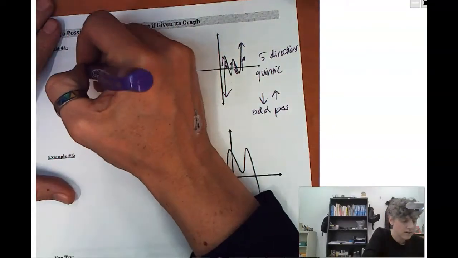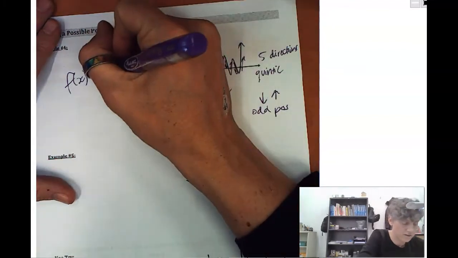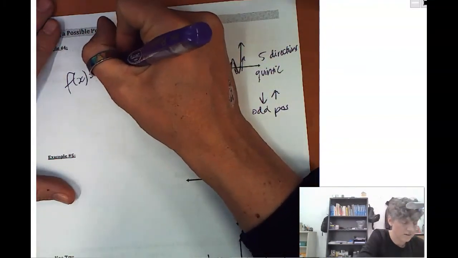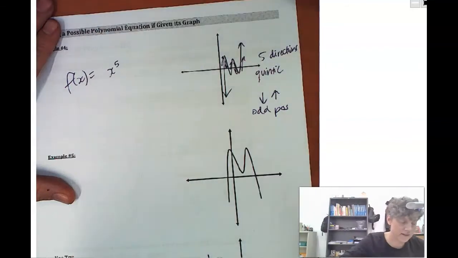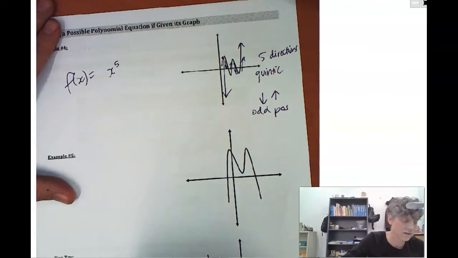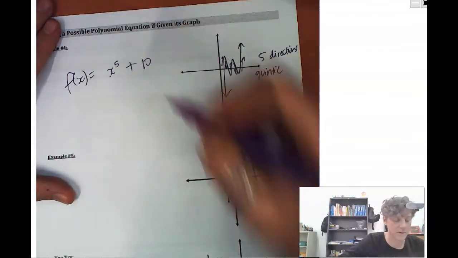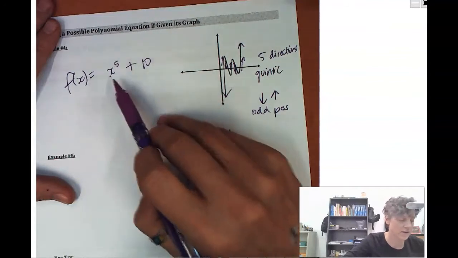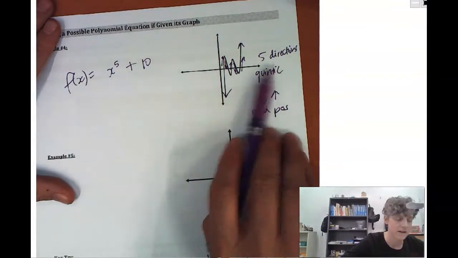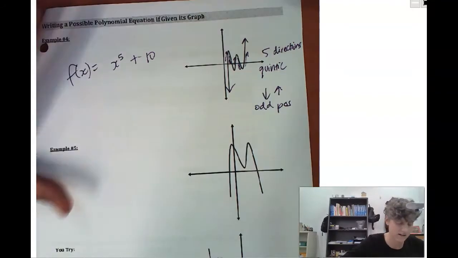F of x equals, we'll do a super simple one here. We could call it x to the 5th. That's a quintic. It's got a positive leading coefficient. You could add some junk to it at the end if you wanted to. But what I'm really looking for is, can you tell me how many directions it's got and what the sign of the leading coefficient is going to be.